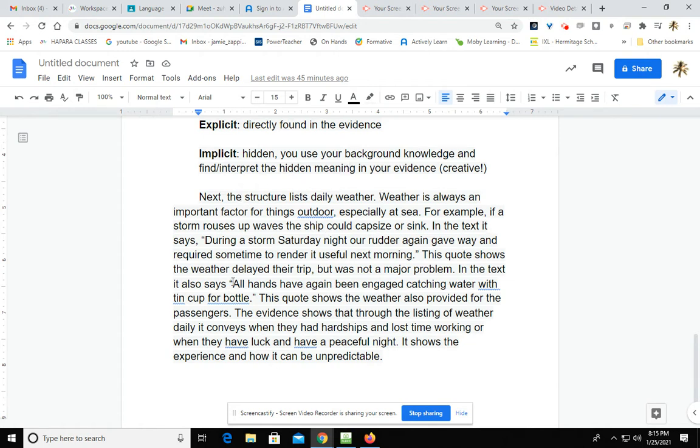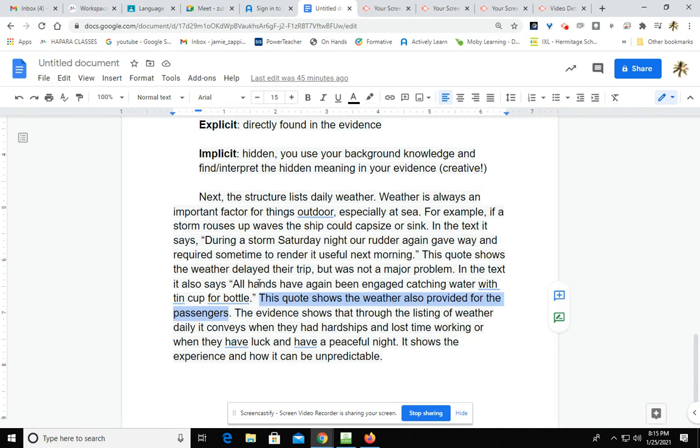And in this case, this new piece of evidence says, all hands have again been engaged catching water with tin cup for a bottle. So that evidence seems rather vague here. Hopefully they were able to pull something that helps to explain its connection to the structure and the daily weather. It says this quote shows the weather also provided for the passengers. So right here, this quote shows the weather provided for the passengers.